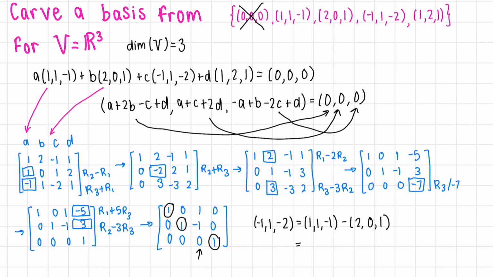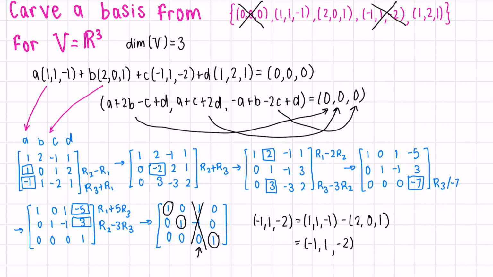Let's double check this is true. 1 minus 2 is minus 1, 1, and -1 minus 1 is -2. And if we eliminate its column, the remaining 3 vectors are independent. 3 is the dimension of R3, therefore these 3 remaining vectors must form a basis.